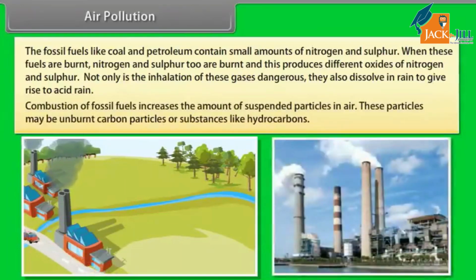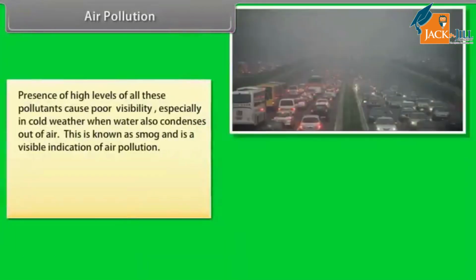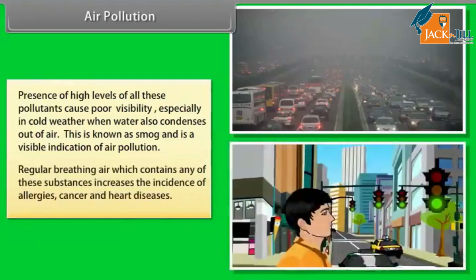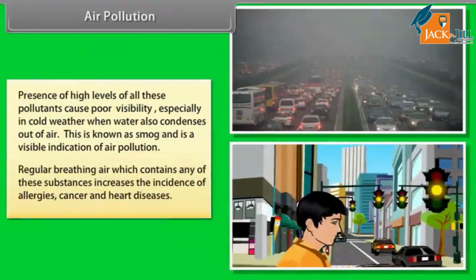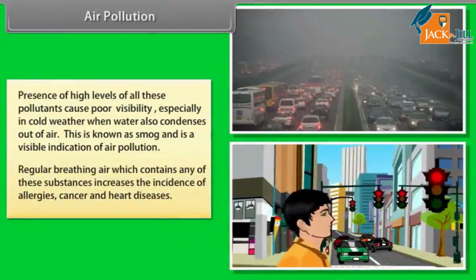Combustion of fossil fuels increases the amount of suspended particles in the air. These particles may be unburnt carbon particles or substances like hydrocarbons. Presence of high levels of all these pollutants causes poor visibility, especially in the cold weather when water also condenses out of air. This is known as smog and is a visible indication of air pollution. Regular breathing of air which contains any of these substances increases the incidence of allergies, cancer and heart diseases.